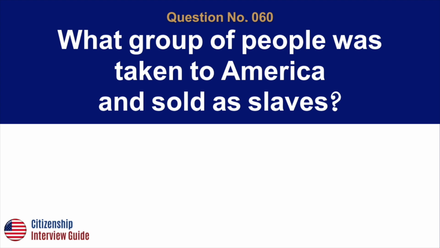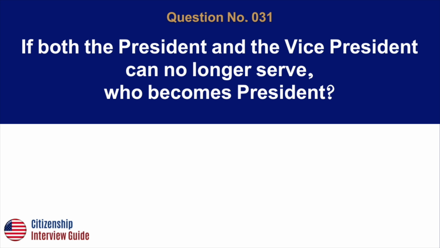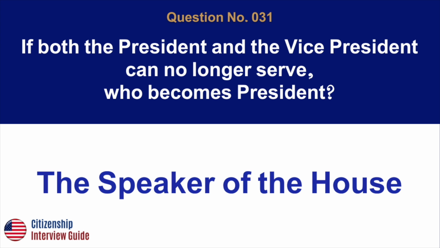What group of people was taken to America and sold as slaves? Africans. If both the president and the vice president can no longer serve, who becomes president? The Speaker of the House.